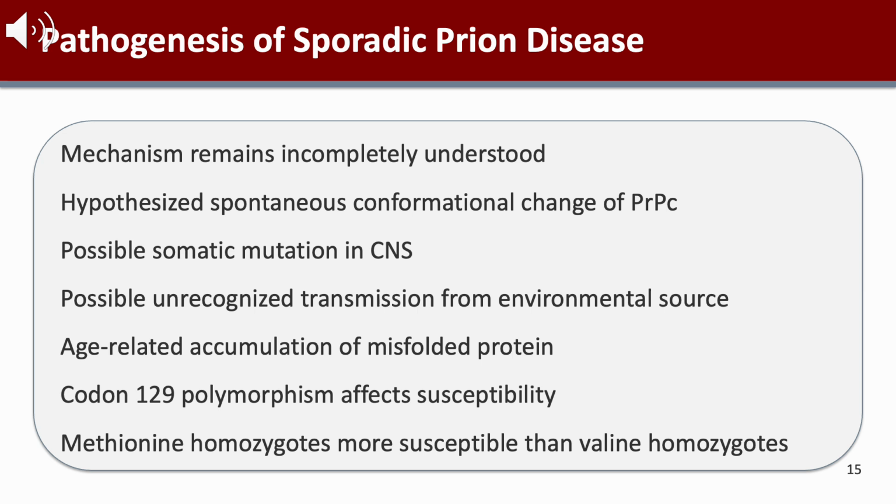The codon 129 polymorphism plays an important role in susceptibility, with methionine homozygotes being more susceptible to sporadic disease than valine homozygotes or heterozygotes. The disease typically affects older individuals, suggesting that age-related accumulation of misfolded protein may be a contributing factor.